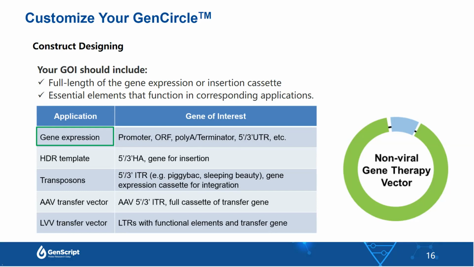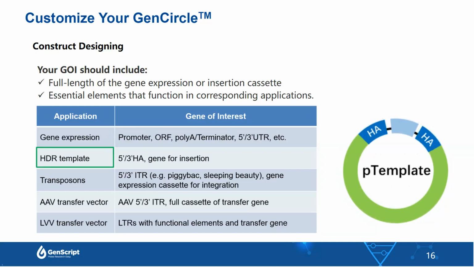So when you design your construct for gene expression, because the backbone of GenCircle contains only the replication origin, you must include all the functional elements for gene expression in your gene of interest. For example, the promoters, the ORF, the poly A or terminator, and the necessary UTR.